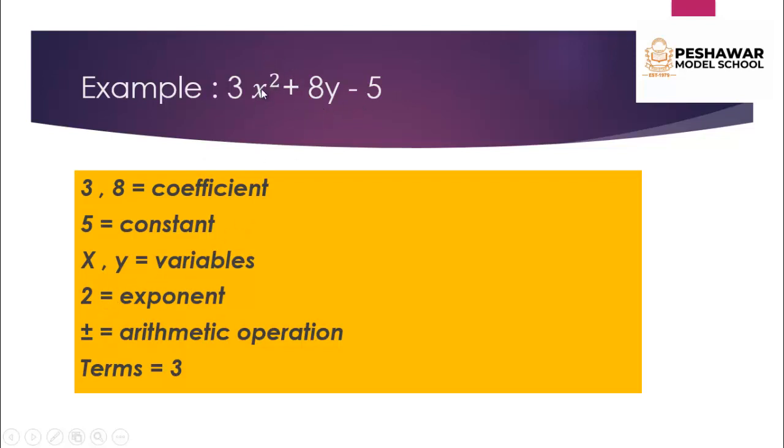And next is exponent. The exponent is equal to 2, or we can say that 2 is the power or exponent, both are the same thing. Next is the plus minus sign. All these signs are known as arithmetic operations or fundamental operations. Now how many terms are in this question? In this question we have 3 terms: 3x square is the first term, 8y is the second term, and minus 5 is the third term. So in this expression we have 3 terms.